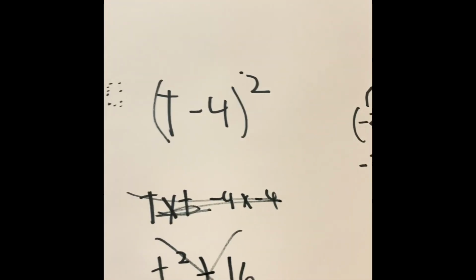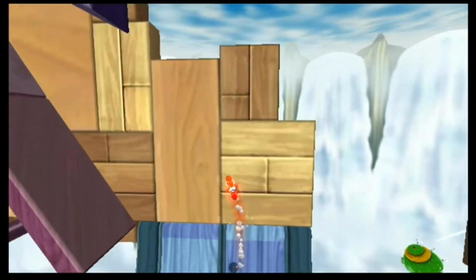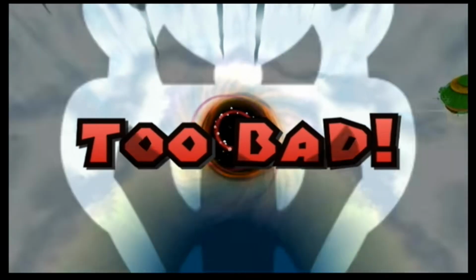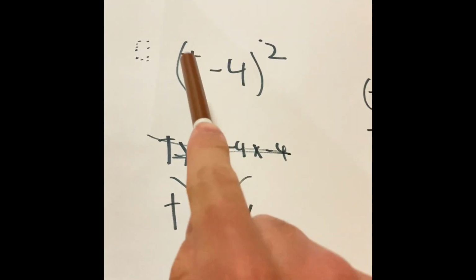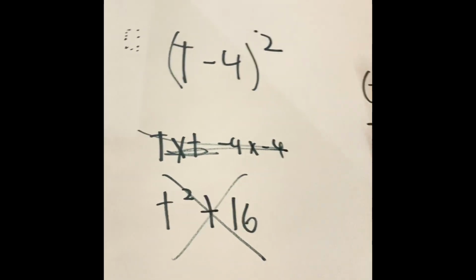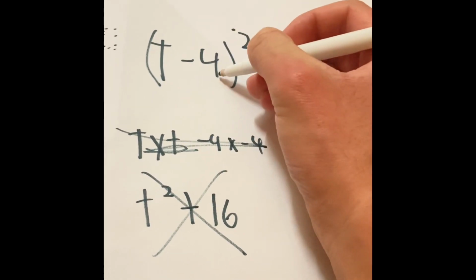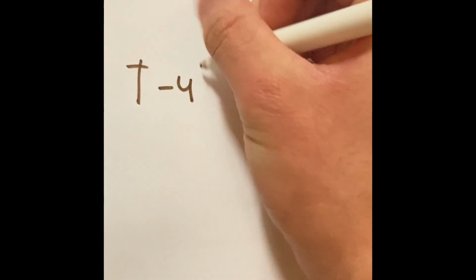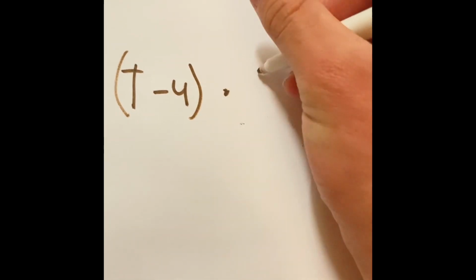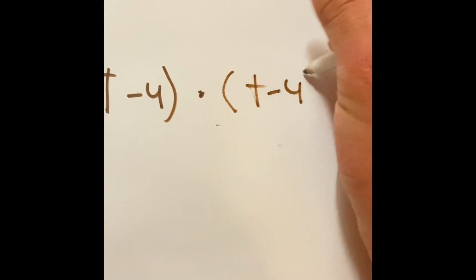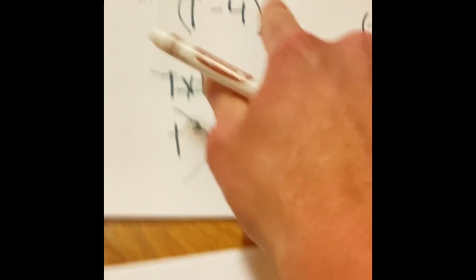Let's actually solve it. When you have (t − 4) in parentheses squared, that square is telling us that you have to multiply (t − 4) 2 times by itself. So we're going to put it in its expanded form and do (t − 4) in parentheses multiplied by (t − 4) again in parentheses, because we gotta multiply them 2 times.